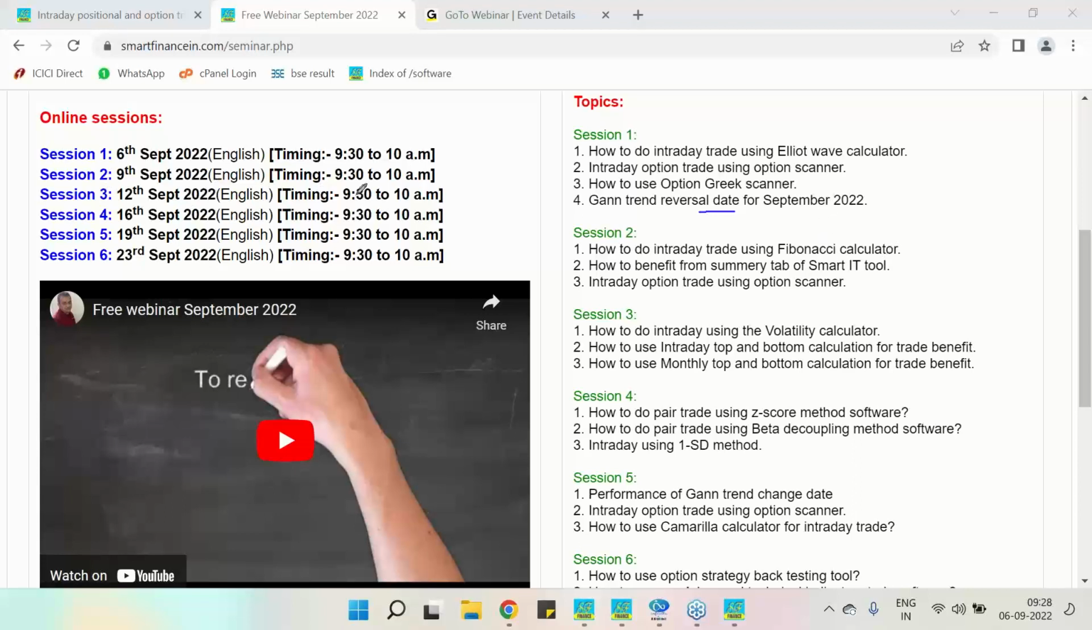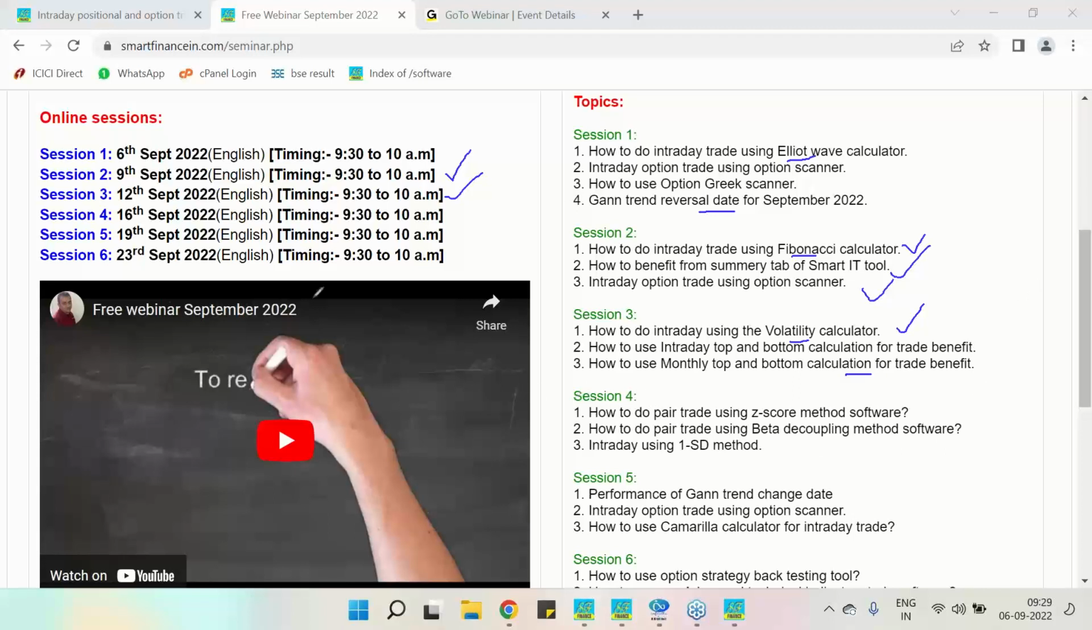Again, on Friday the 9th we have a session. That day you will learn how to use the Fibonacci calculator and the summary tab of the Smart ID software, and the option scanner again. Then on the 12th, so Monday and Friday we have scheduled. On the 12th, you are going to learn about the volatility calculator. So every session, you are going to learn one new tool. Along with that, you will also experience intraday top and bottom and monthly top and bottom.